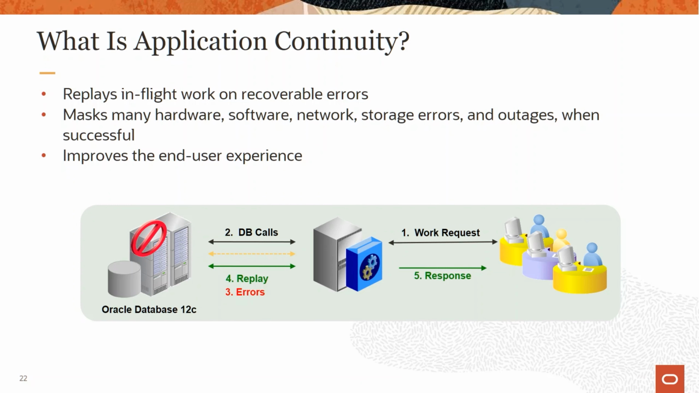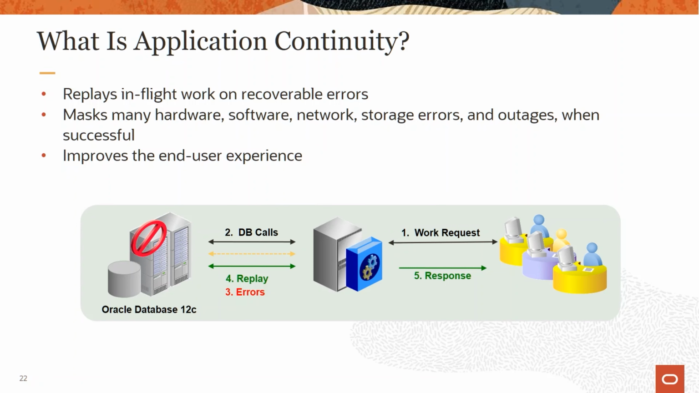And also, what is Application Continuity? Application Continuity does one more thing. You request work, and an application issues database calls accordingly. If something goes bad on the database side, let's say an instance crash, then Application Continuity establishes a new connection, and the session information fails over to the new session, a new connection, meaning that your session can be failed over to a new location.